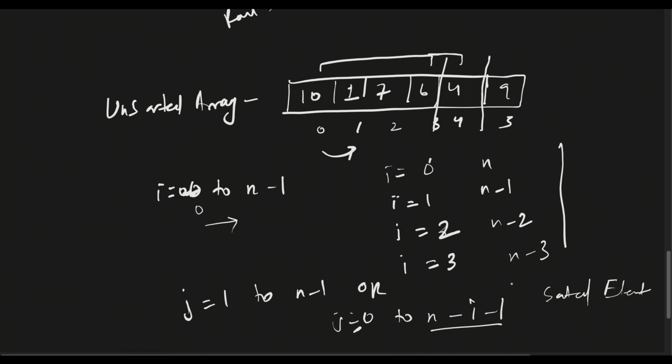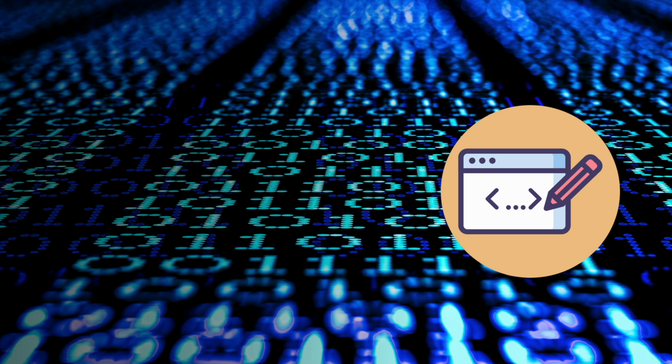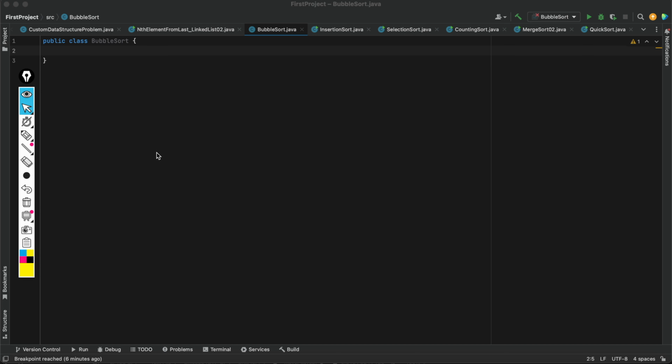So let's start the code. Okay, so let's start the program. So let me write an array here in the main method. So in main we will be writing our array. We can either take the same array or a different one. Let's take a different one.